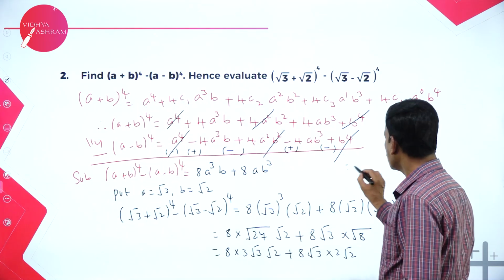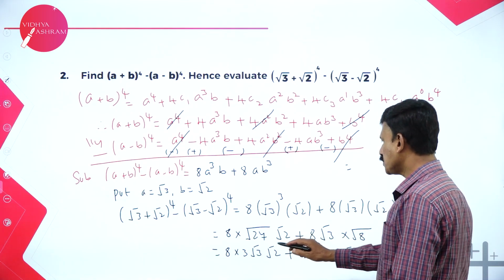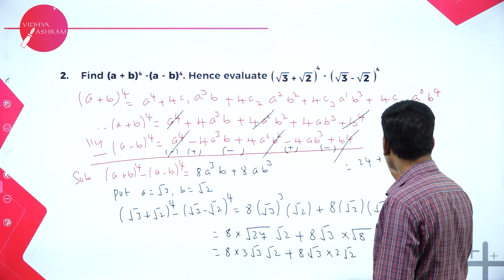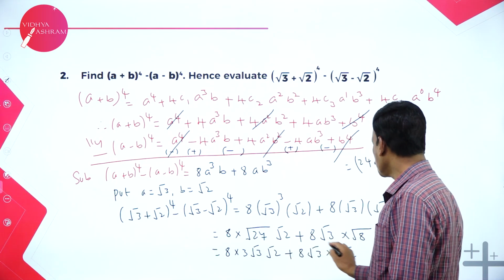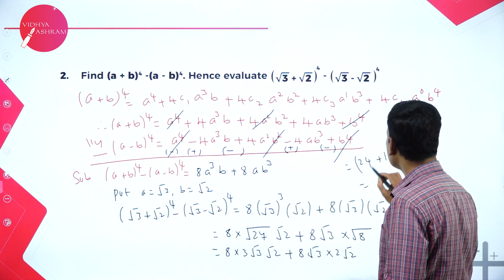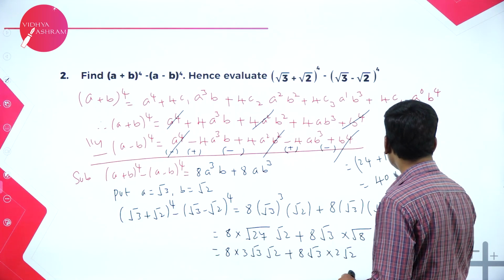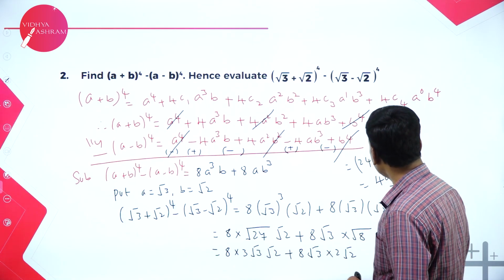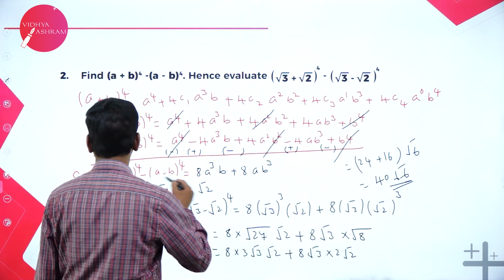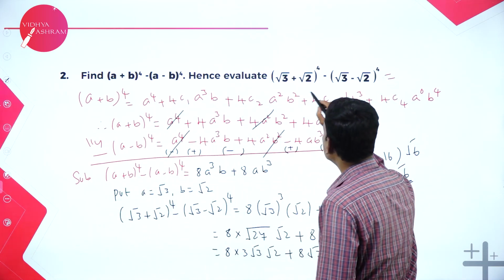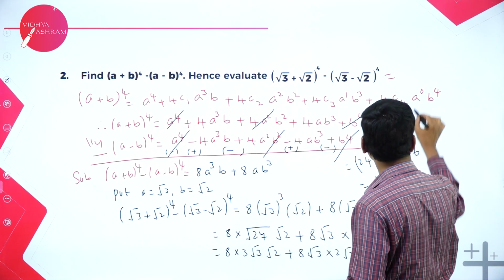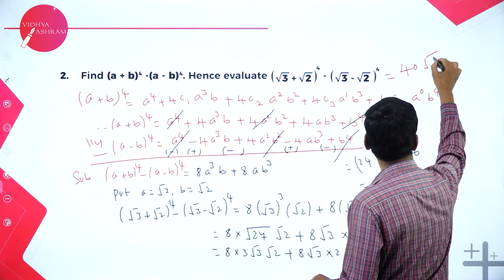So what is this equal to? This can be written as 8 into 3, which is 24, plus 8 into 2, which is 16, times √3 into √2, which is √6. So this is equal to 24 plus 16 is 40, times √6. So the simplified answer is 40√6. To conclude, (√3+√2)^4 − (√3−√2)^4 is equal to 40√6.